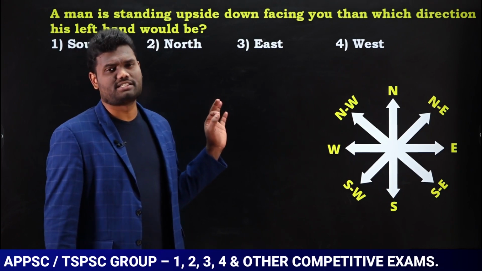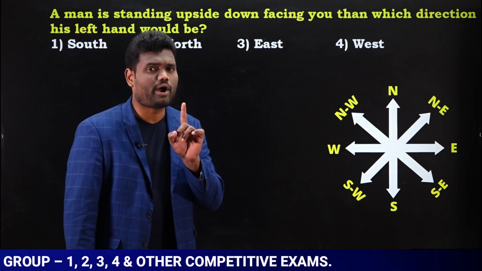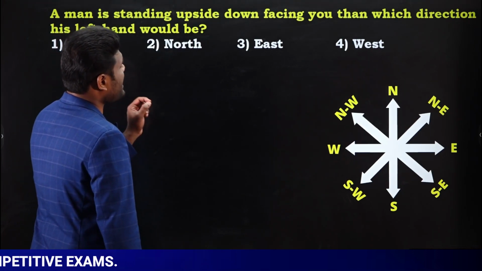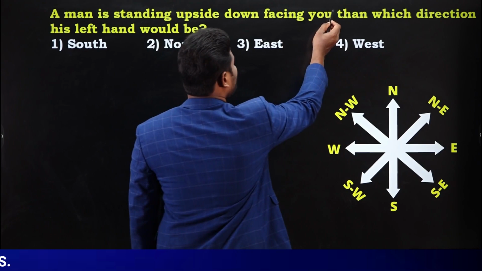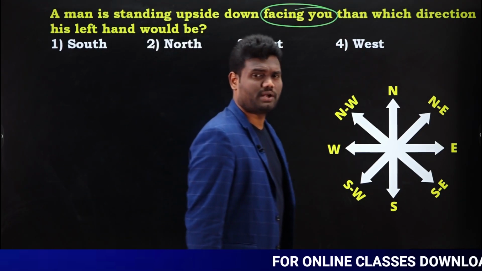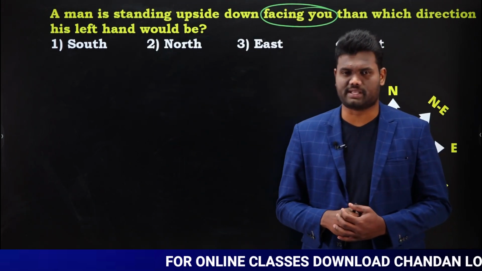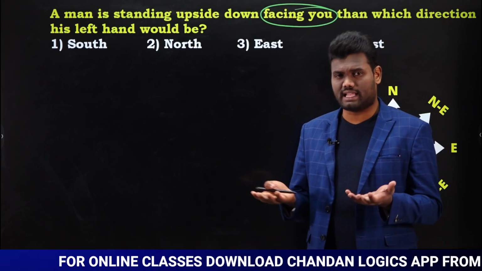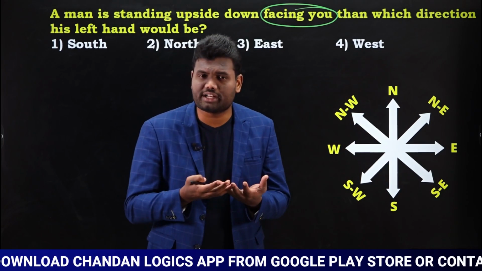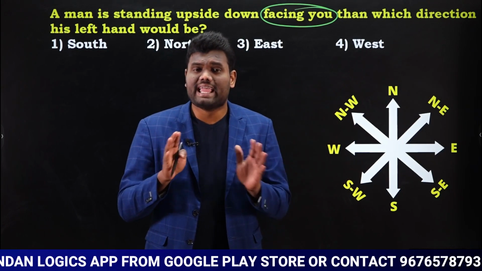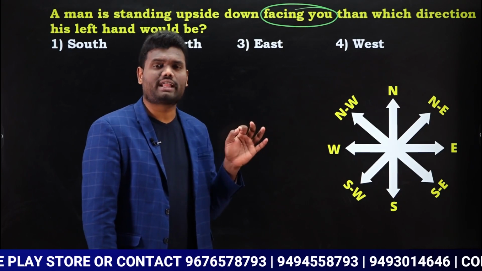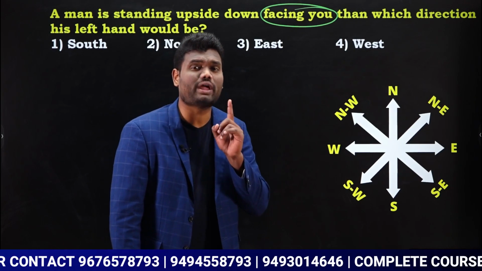These are very simple. Okay, one important point you need to observe from here is, actually it is said a man is standing upside down facing you. Facing you means actually they did not mention in which direction the person is facing. Whether the person is facing towards east direction or west direction or north direction or south direction, it is not mentioned, but it was mentioned to you indirectly. This is the exact question that came in examination.